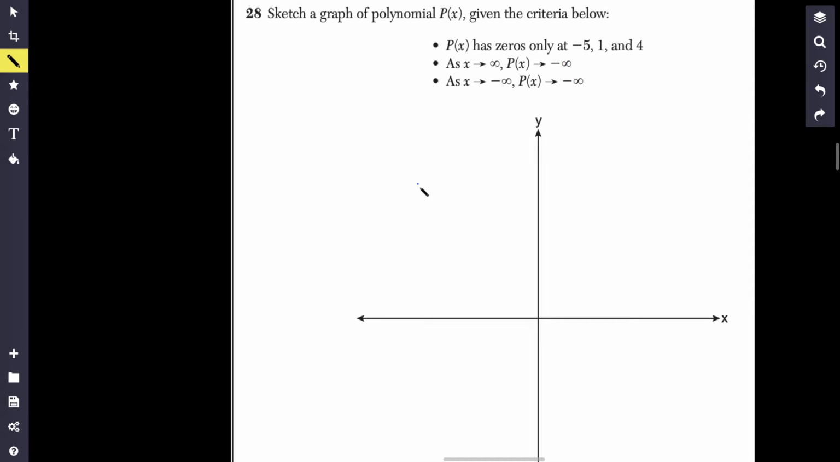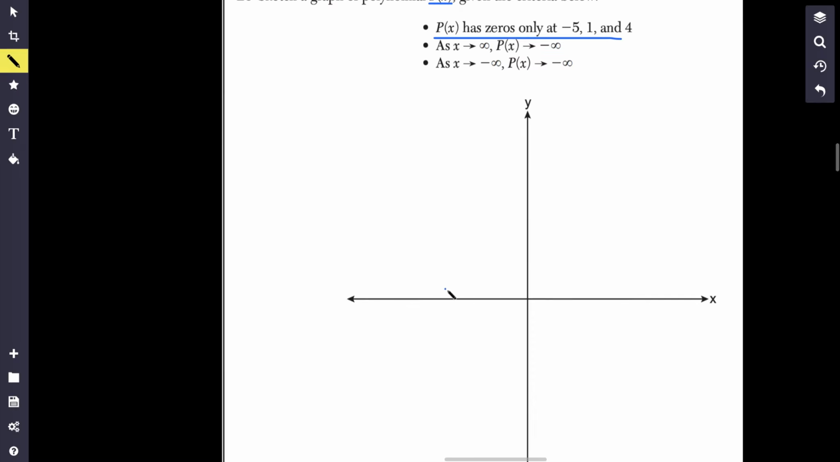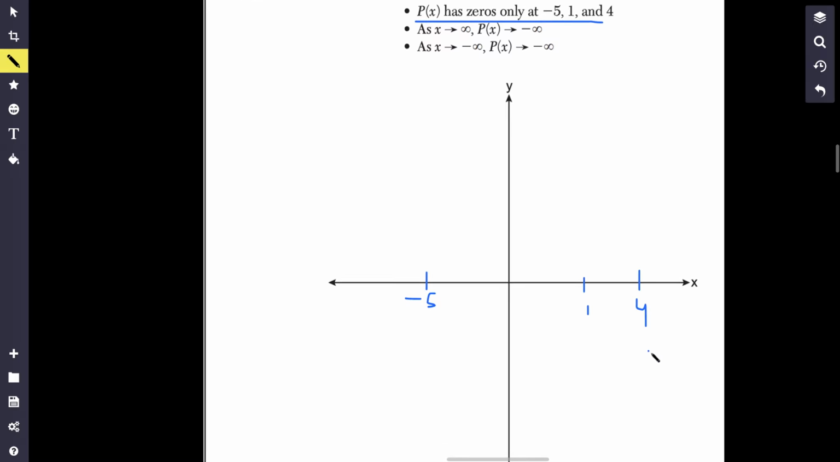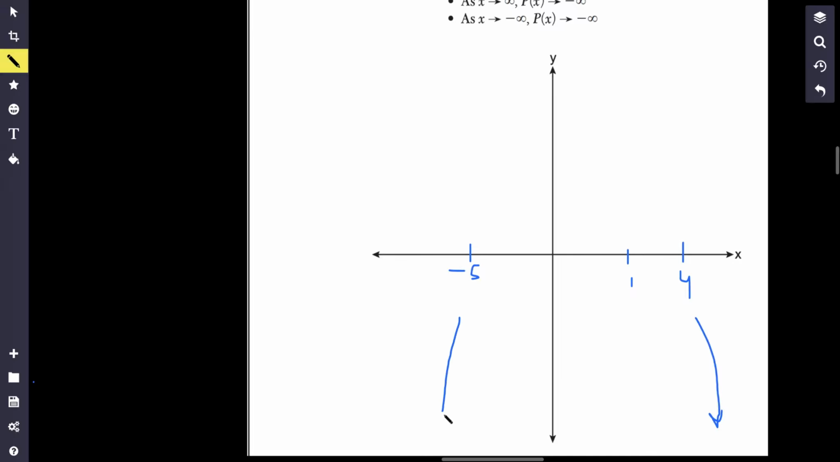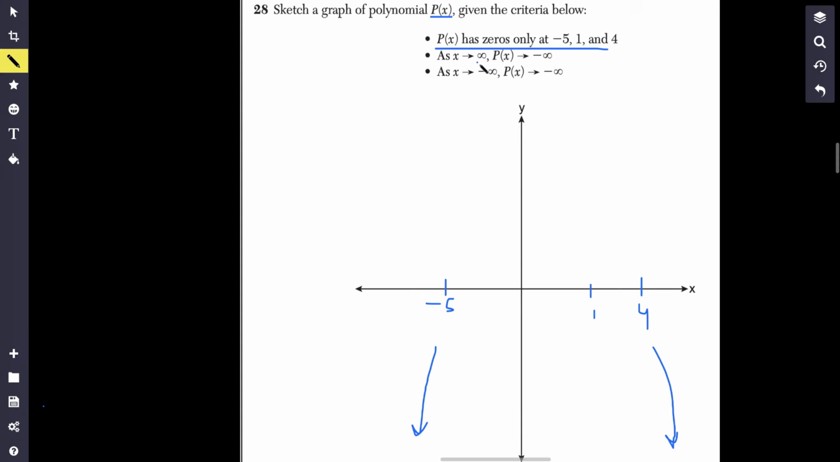Sketch a graph of polynomial p of x given the criteria below. P of x has zeros at -5, 1, and 4. And as x approaches infinity, P of x approaches negative infinity. And as x approaches negative infinity, P of x approaches negative infinity. Okay. So how do we do this problem?